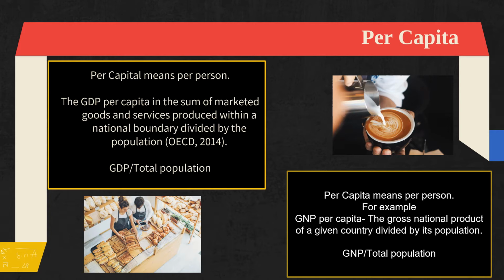The GNP per capita, however, is the dollar value of a country's final output of goods and services in a given year divided by its population. It reflects how much money each person would have divided equally among the population.